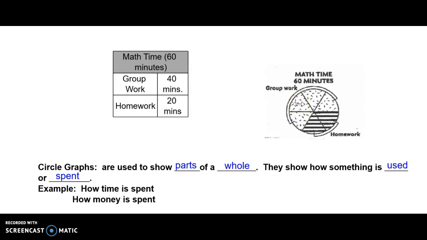So you could do this with money too. You could say, oh, I have $20, and then break it down into fractional pieces and say, this is how I spent my $20, $5 on a new game, $10 on a DVD or something like that. Okay, and you can show how it's broken down. But circle graphs are used to break down a whole thing into its little pieces.